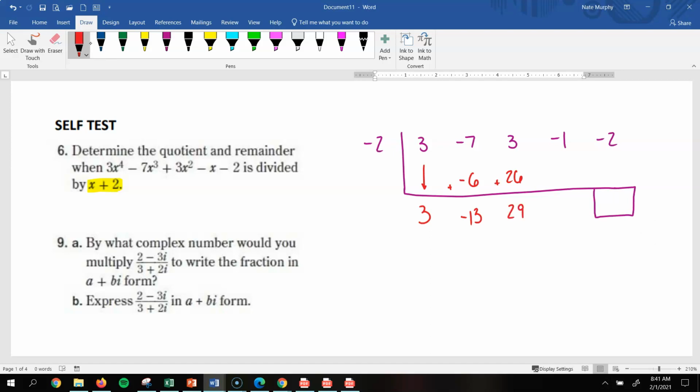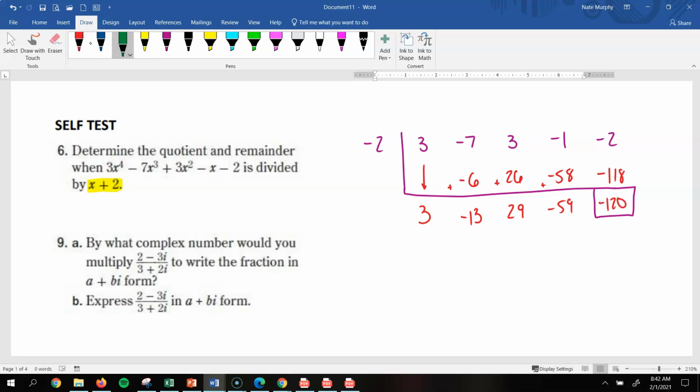So again, we repeat the process. Negative 2 times 29 would be negative 58. And negative 58 plus negative 1 would be negative 59. And lastly, we're going to take negative 2 times negative 59. And when you do that, you get 118. And so that means that when we go to add these two together, that's going to be our remainder. And when we do that, you get negative 120.